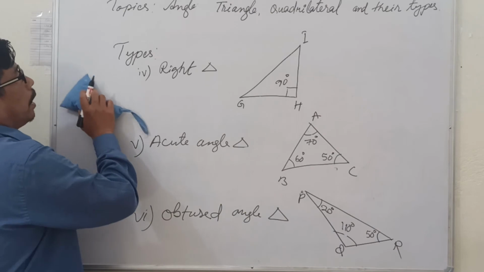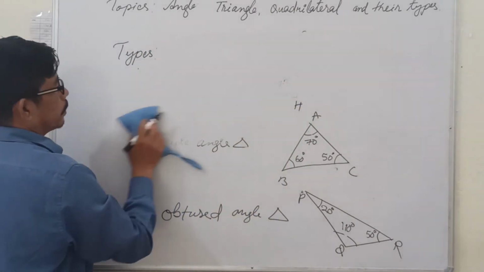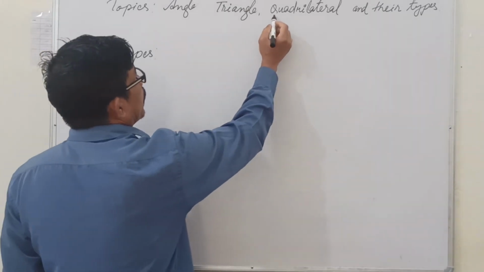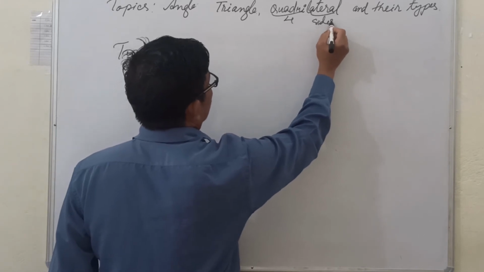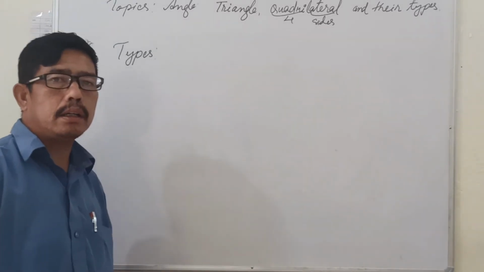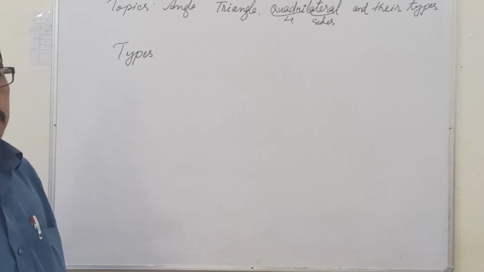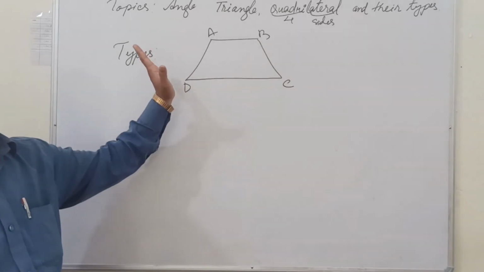So these are the types of triangles. Then let's come to quadrilateral. Quadri means four. Lateral means side. So the closed figure formed by four line segments is known as a quadrilateral. So ABCD is a quadrilateral.